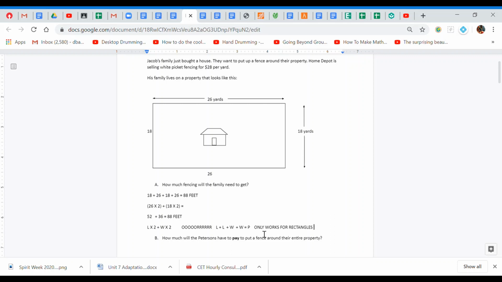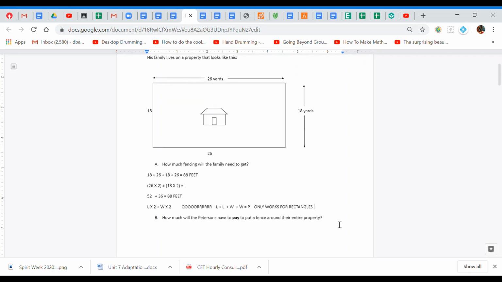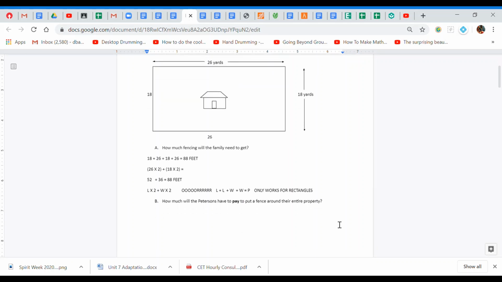If you didn't get 88 feet for your answer for the first problem, if you multiplied or made some other kind of mistake, pause this and now try part B again to see if you can get the right answer. So part B says, how much will the Petersons have to pay to put a fence around their entire property? Again, think of if 88 feet is your answer.